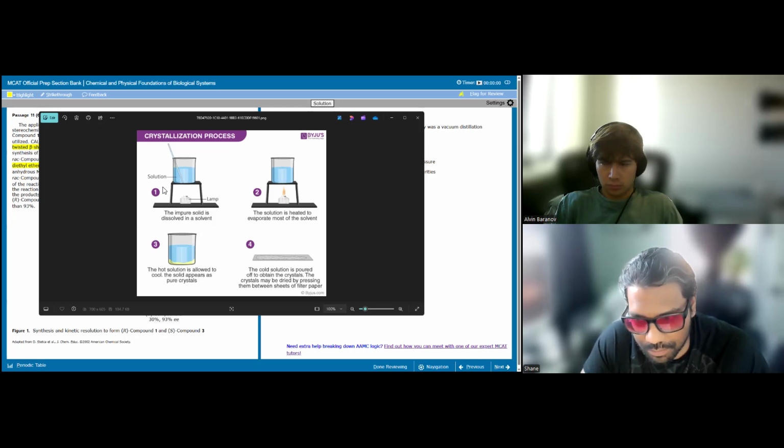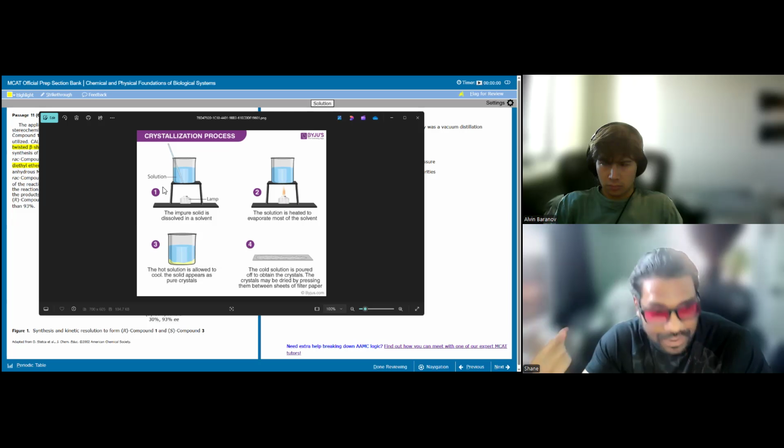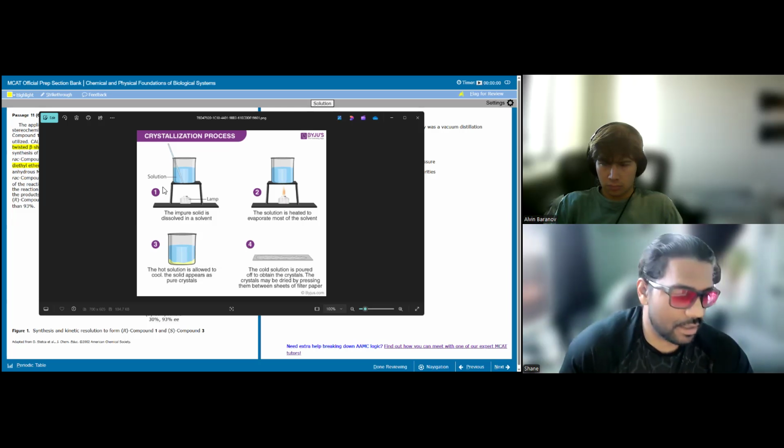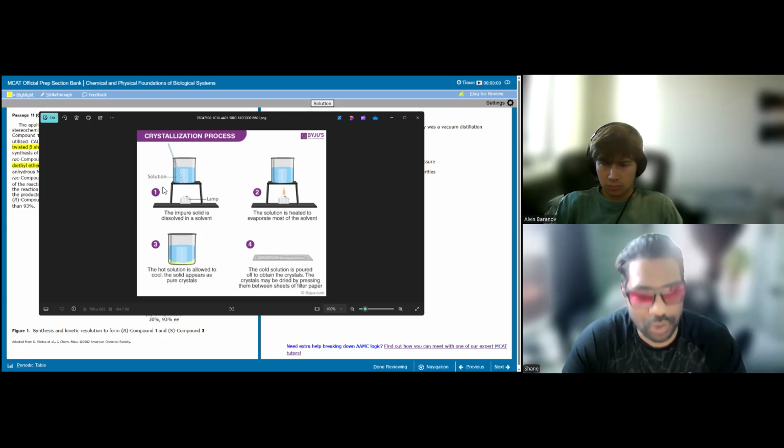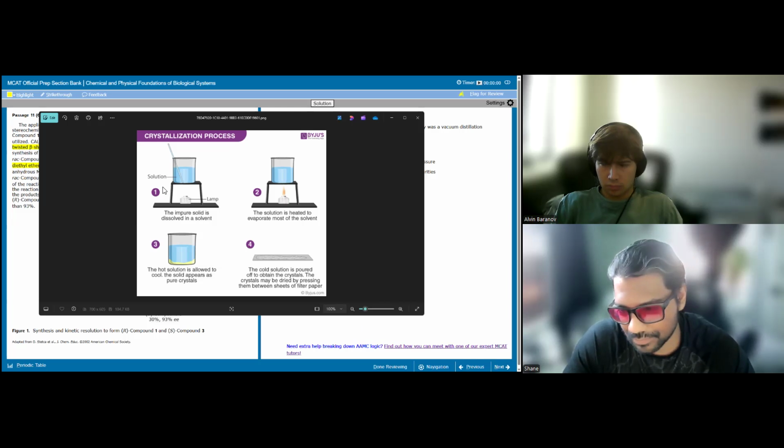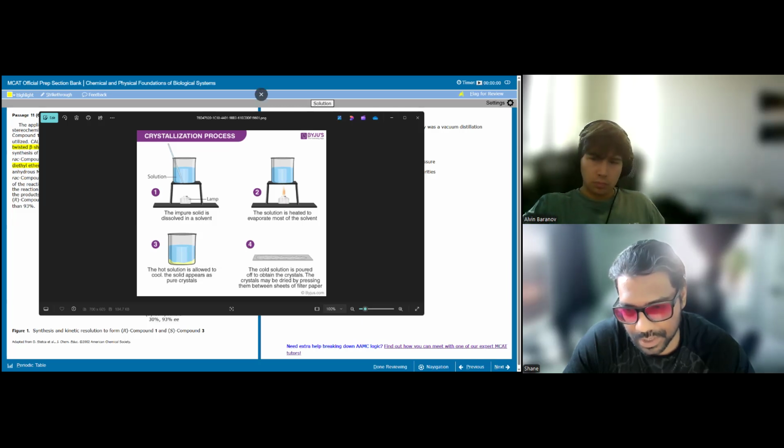And so recrystallization is pretty much the same thing, except you start with the solid. So you would have to dissolve it in this solvent, and then do exactly what the rest of this is saying. So that's what that would be.